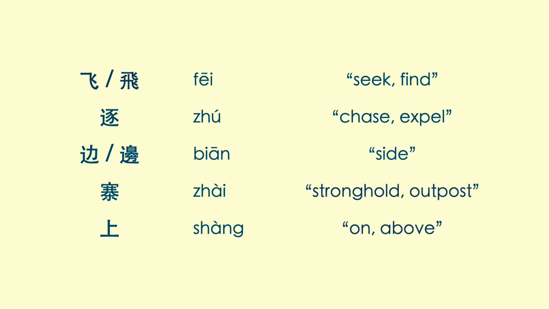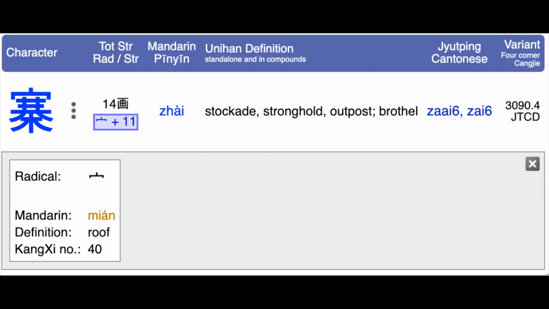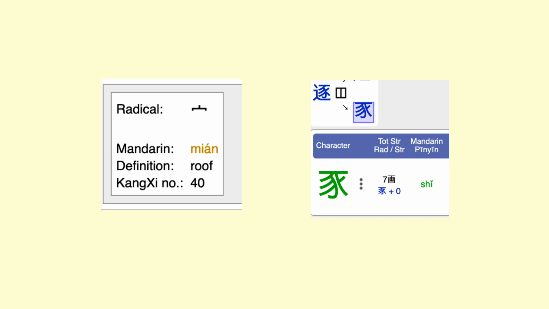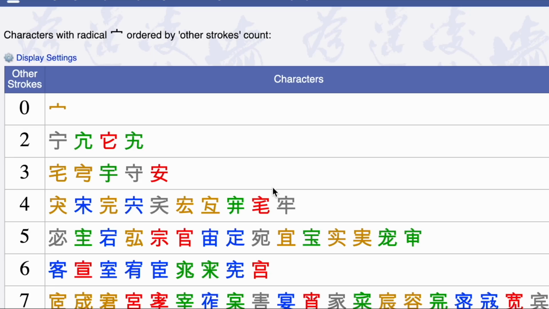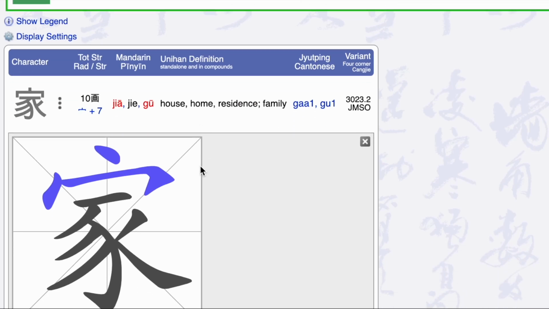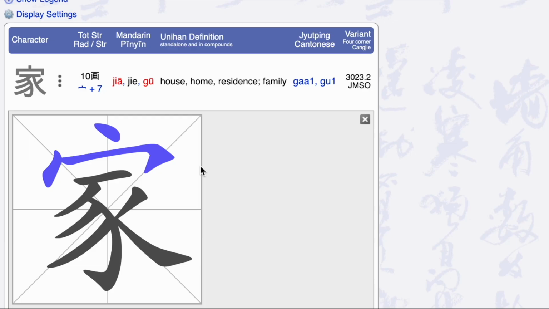This one is a little easier since the idea is to look at what is on or above the character zai, which is the roof radical which we have seen before. Fei implies that one of these components should fly above the other, but which one? Again, this is where familiarity with radicals helps. Since the roof radical is always placed at the top of a character, we put it above shi to form jia, which means home or family.